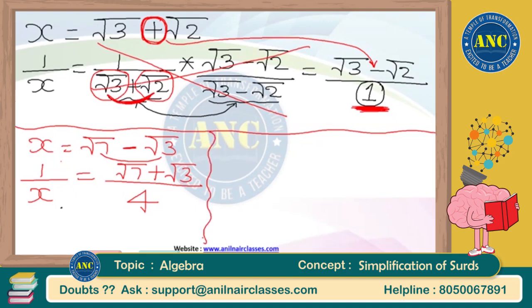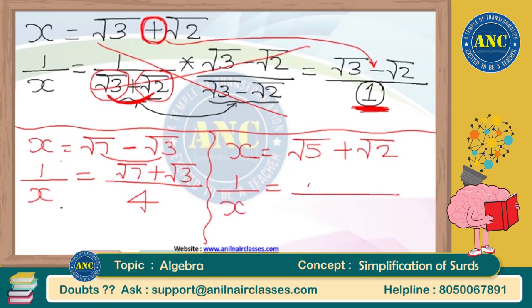Suppose, for example, one more final example in this particular logic. x is equal to root 5 plus root 2. I want to find 1 by x. So the numerator will be root 5 minus root 2 for sure. The denominator is 5 minus 2, which is 3. Simple, sir. Don't waste your time doing all those unnecessary extra steps. That time will be very, very important in your examination hall. I hope the idea is very clear for you people.